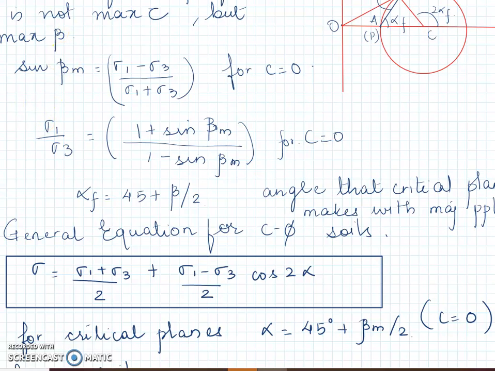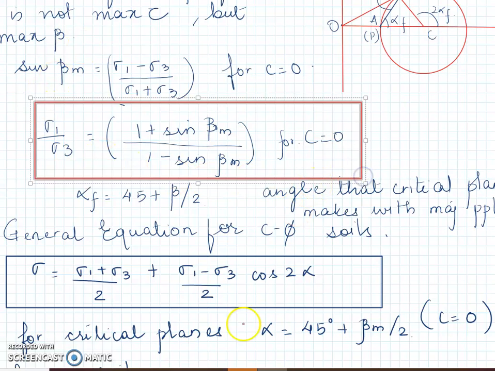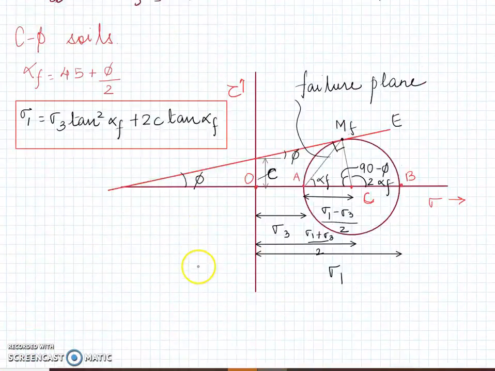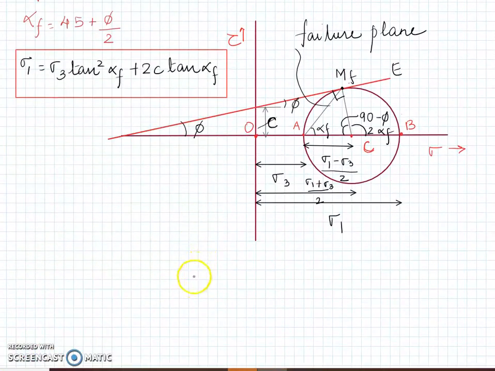Which one? This. Okay, and this is a general equation. This is not at alpha f. This is at any state but not at failure. This is a general equation for C-phi type of soils. So don't get confused. You should know when which equation has to be used based on the problem statement. Right? So now let's go ahead.